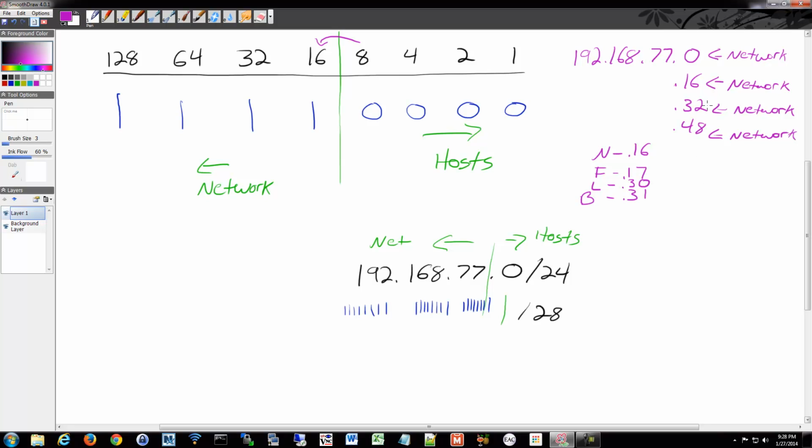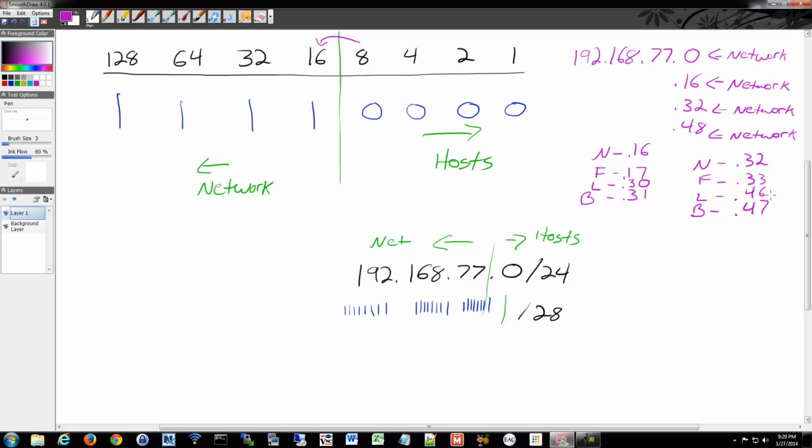You could do that for this one too, same exact thing. The network is .32, the next network is .48, so if we reduce that by 1, that's going to be our broadcast address. It's .47, and then we have first and last usable addresses. It's going to be +1 off of our network address and -1 off of our broadcast address.